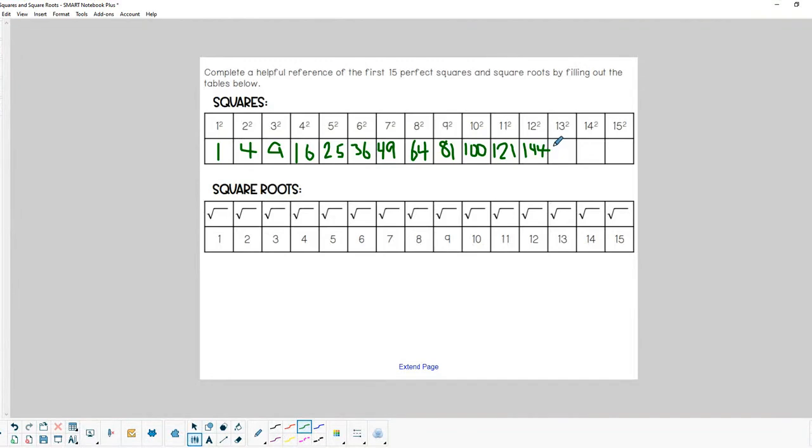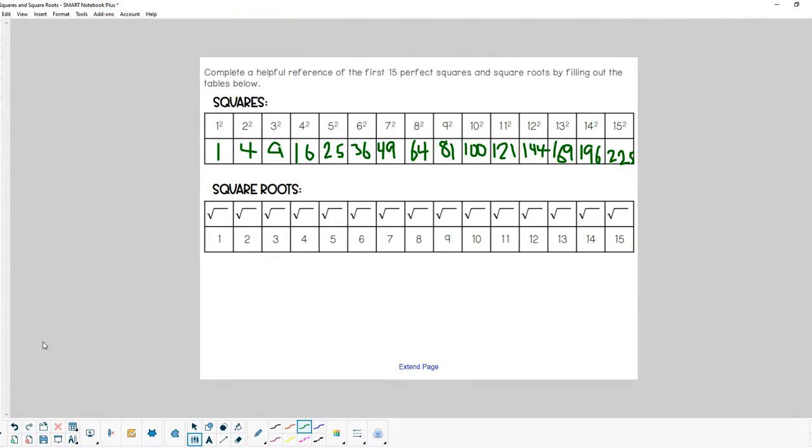13 squared would be, well, we better figure that out. I gotta grab my calculator. So 13 times 13, I'm doing on my other screen, is 169. 14 times 14, 196. And 15 times 15 is 225.